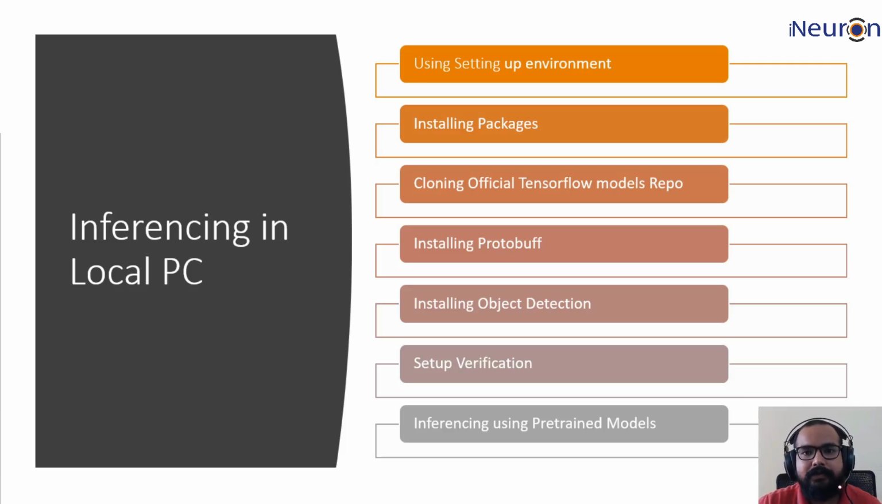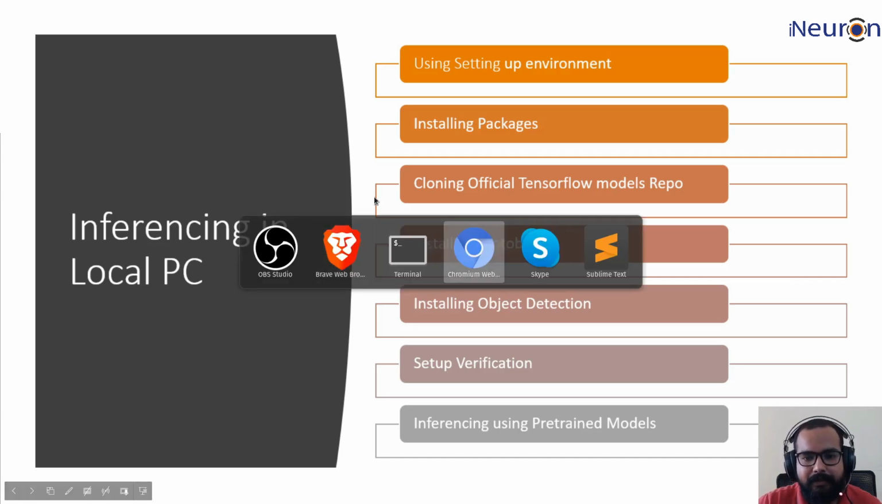So right now I will do the entire setup not in Colab but in my local PC. From scratch I will create an environment, install the packages, clone the repo, do the Protos conversion, install object detection, and finally a verification and then inferencing. So let's jump into this.